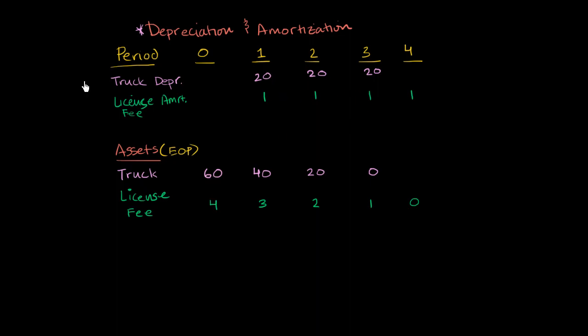The difference between the two, and you might have already realized this, is that depreciation is when you have hard assets. If you have a building or a truck or some type of equipment, you would depreciate that asset. If you have a non-hard asset or a financial asset or something that's less tangible, then you would amortize it. It's just a different word depending on how tangible the asset is. So if it's a license fee or some other type of fee or maybe intellectual property, you would amortize the cost. If you have a truck or a building or whatever, you would depreciate it.